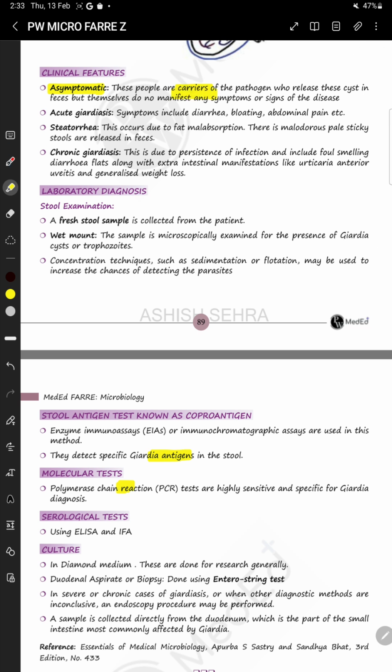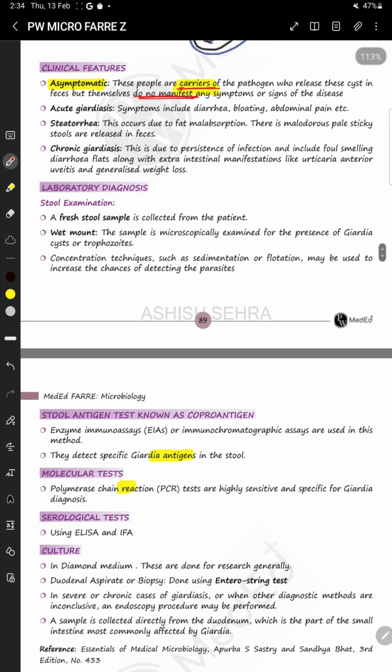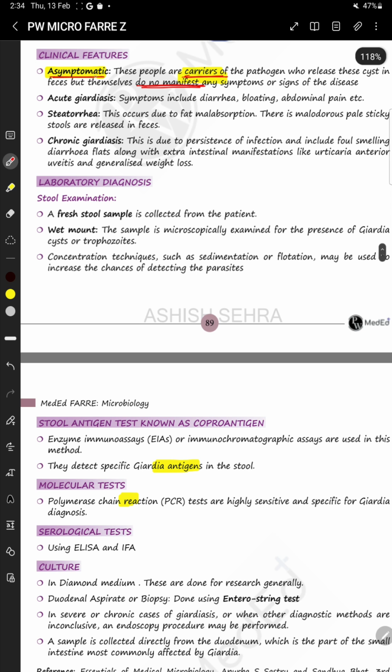They will not show any manifestations. They are the carrier of the pathogens. They release the cyst in the feces but themselves do not manifest any symptoms or signs of the disease.